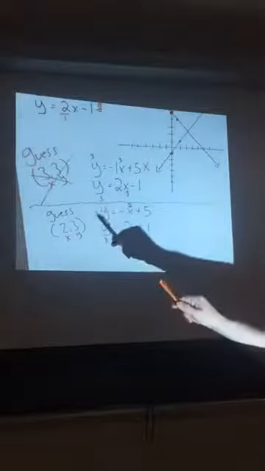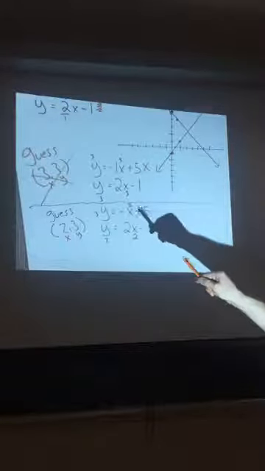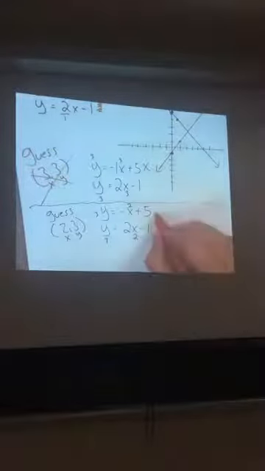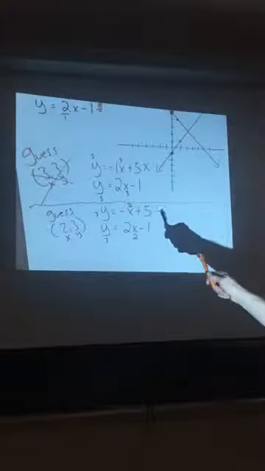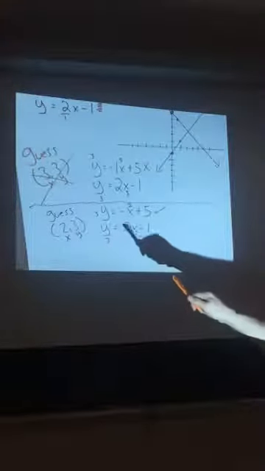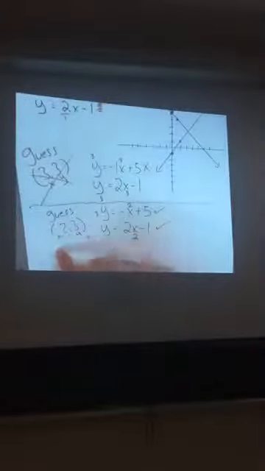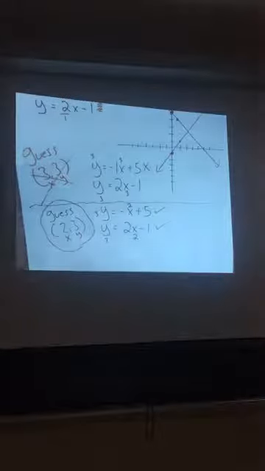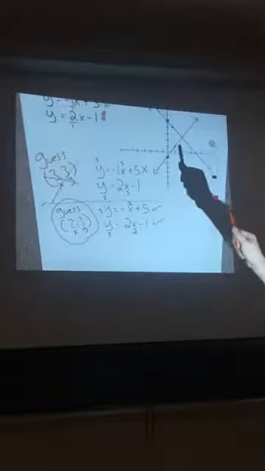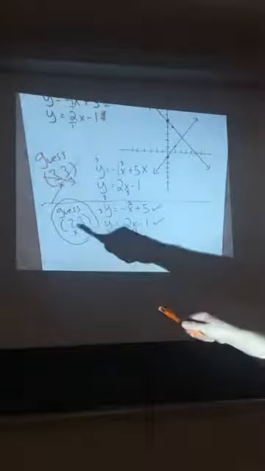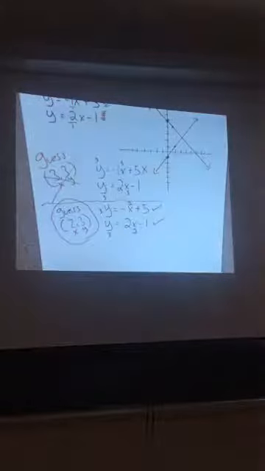So now, does 3 equal negative 2 plus 5? Yes, it does. And it must work for both. We can't stop yet. Does 3 equal 2 times 2, which is 4, minus 1? Does 3 equal 4 minus 1? Yes, it does. And we know, therefore, this is the solution. And that's really all there is to it. You've been graphing lines for a few weeks in the bell ringers, so now we're just trying to figure out where they cross and plug in to verify it works.